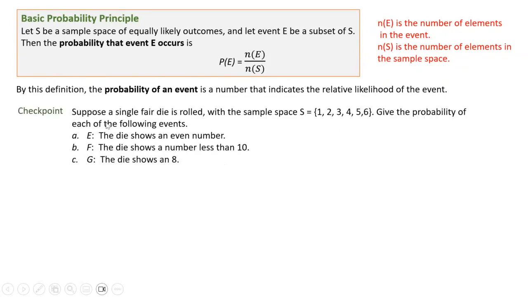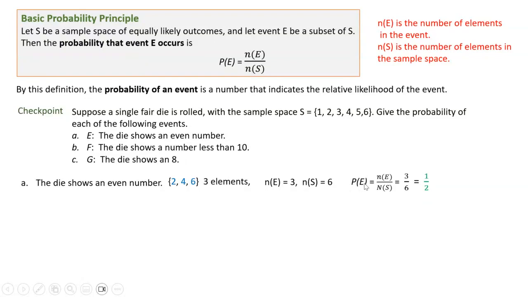Okay, checkpoint. Suppose a die is rolled with a sample space S equals 1, 2, 3, 4, 5, 6. Give the probability of each of the following events. The die shows an even number, right? So it's going to be 3. So it's going to be 3 out of 6.